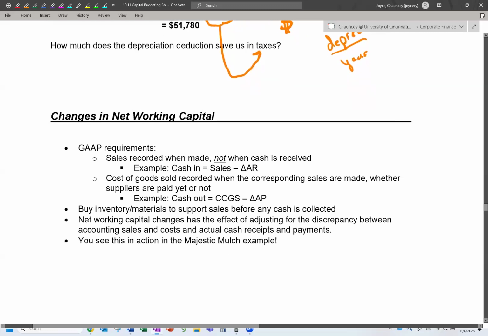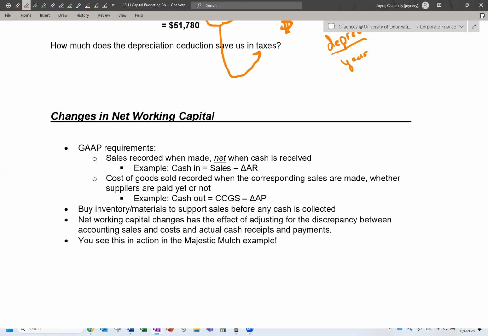All right, so this is a good point on changes in net working capital, as to why profit is an opinion and cash is a fact. Well, the reason is GAAP. Sales are recorded when made, not necessarily when cash is received. So cash in is sales less a change in accounts receivable. Cost of goods sold is recorded when the corresponding sales are made, whether suppliers were paid or not. So cash out could be COGS less change in accounts payable. So those items on an income statement may or may not be cash yet. So you have to be careful.